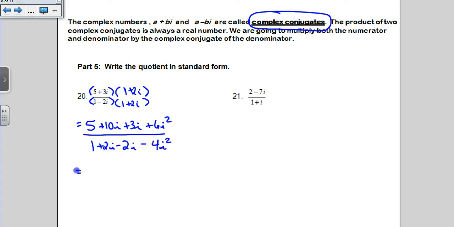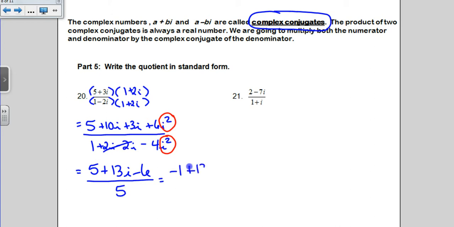Alright, so now we have a chance to simplify. Remember, the i squareds are really going to be a negative 1, so this is a negative 1 and this is really a negative 1. So when I start to combine my like terms, I end up with 5 plus 13i minus 6. I still have like terms to combine. And then here in the denominator, I really end up with a 1 plus 4, which is a 5. So I have an answer of negative 1 plus 13i divided by 5.